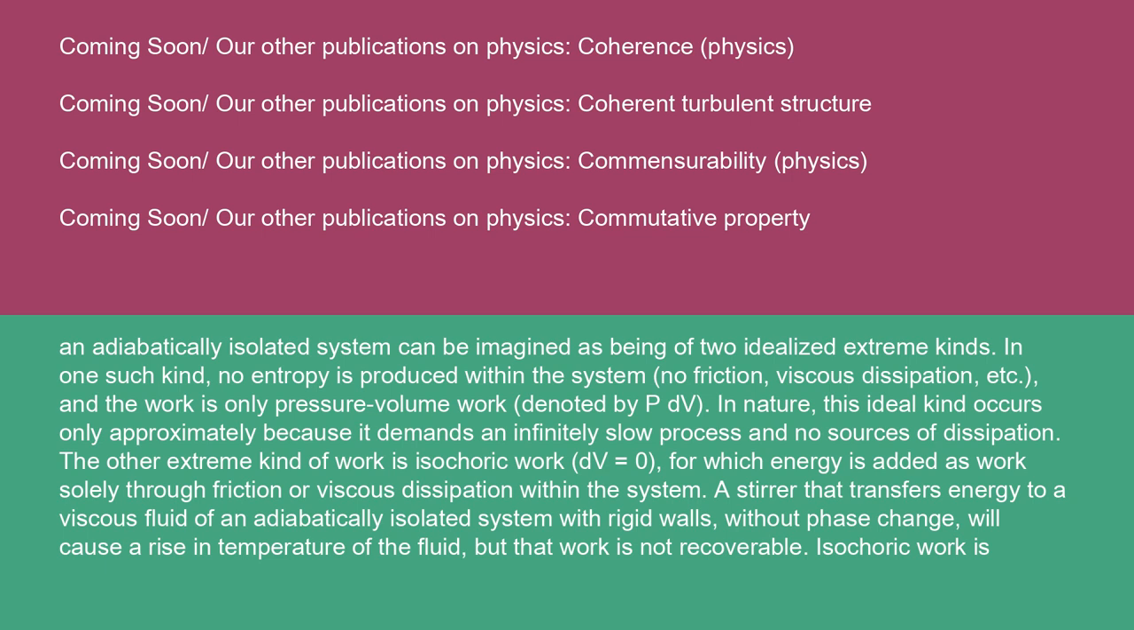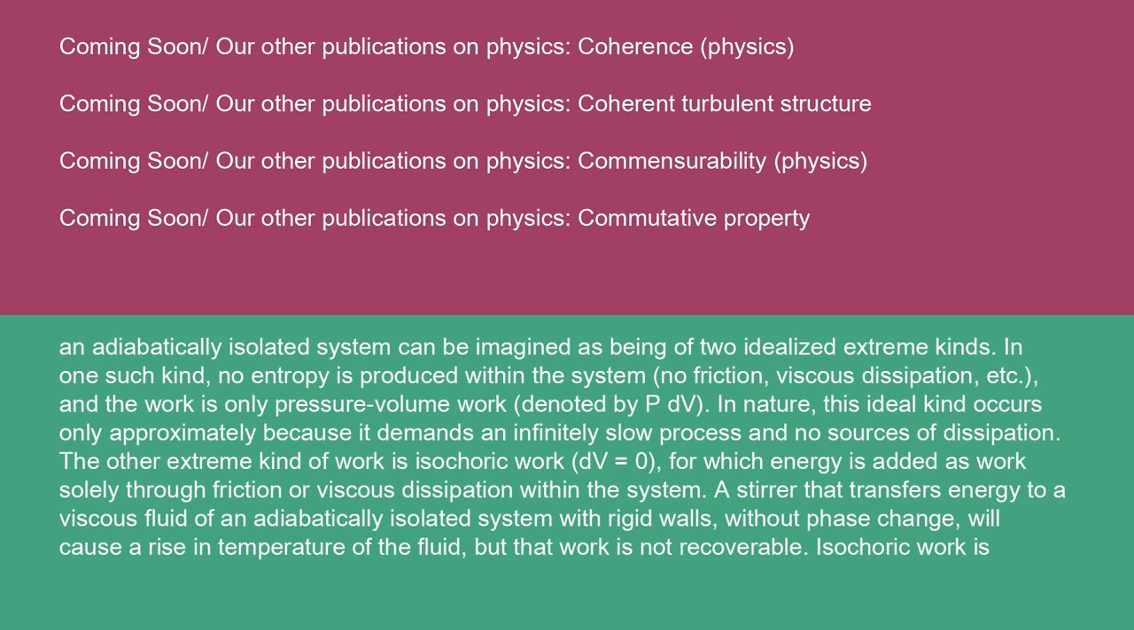The other extreme kind of work is isochoric work, dV equals zero, for which energy is added as work solely through friction or viscous dissipation within the system. A stirrer that transfers energy to a viscous fluid of an adiabatically isolated system with rigid walls, without phase change, will cause a rise in temperature of the fluid, but that work is not recoverable.